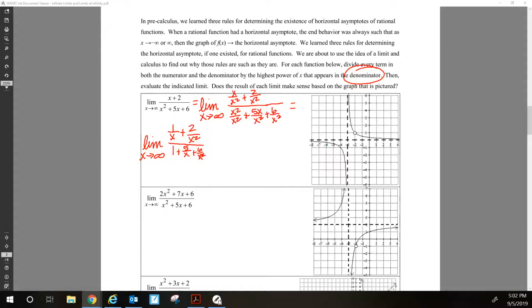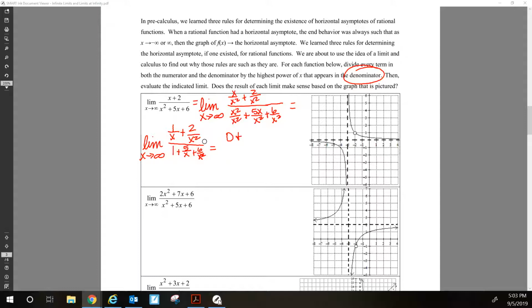Well, here's the thing. What happens as x goes to infinity here? If I have 1 over, say, 100, that's going to be really close to what value? 0, right? What about 1 over 1,000? It's going to be even closer to 0. Well, as x gets super, super, super, super big in the denominator, this guy is going to go to 0. So the limit as x goes to infinity of just this piece here is 0.